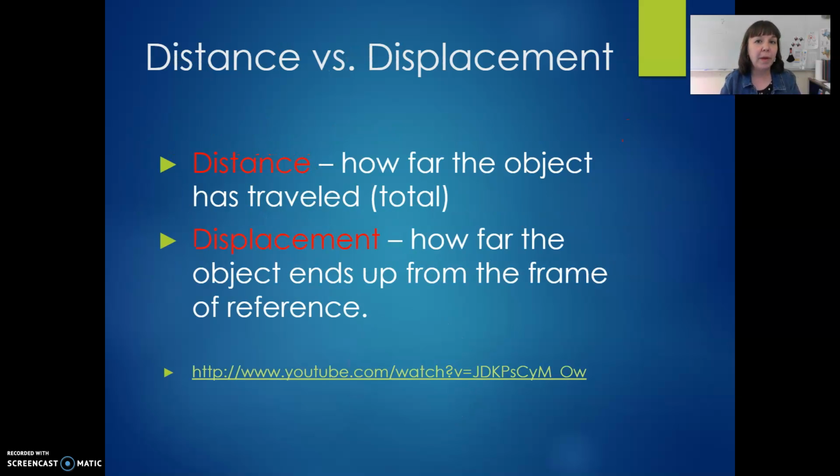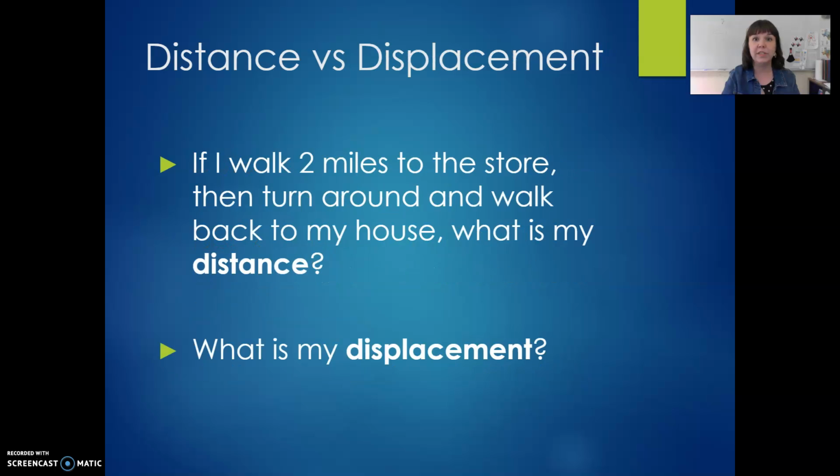Now, we talked a little bit about this when we talked about vectors. How far your object moves total is its distance. But then at the end of the trip, when you compare where it is now to where it began, that origin, then we get something called the displacement. That's how far it ends up from where it started, according to that frame of reference.